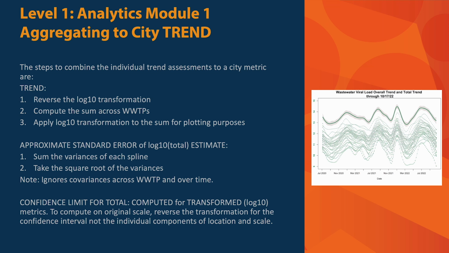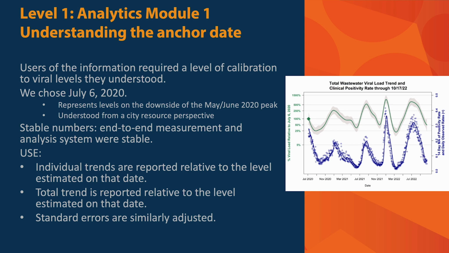The approximate standard error of the city trend on the log 10 scale is as follows. Sum the variance of each wastewater treatment plant spline, then take the square root of the variances. The approximate standard error is computed using the simplest steps. If we added the covariance over time between the wastewater treatment plants, the variance would most likely increase, meaning the method here is a conservative estimate of the uncertainty.